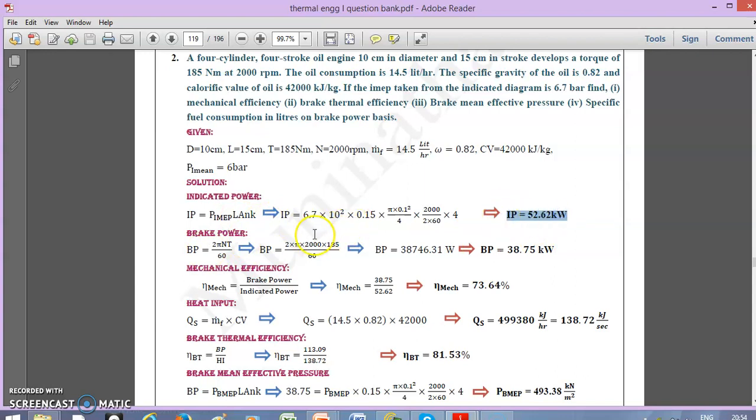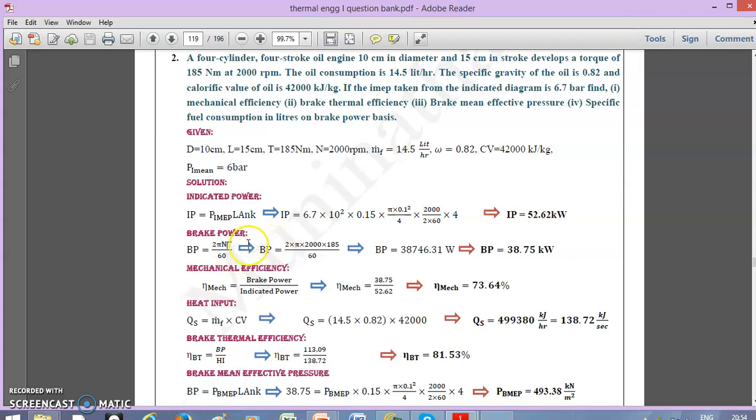Kindly check this answer. And next is brake power. The formula for brake power is 2 pi NT by 60. If brake mean effective pressure is given, then you can use the formula which we have used for IP, but we have to replace IMEP with BMEP, brake mean effective pressure. Here the other one is given, where it is 2 pi NT by 60.